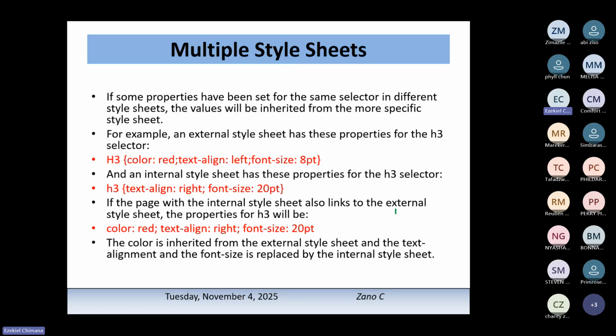Then what about if you've got multiple style sheets, like the external, the internal, and the inline CSS? What happens there, in what order? If some properties have been set for the same selector in different style sheets, the values will be inherited from the more specific style sheet. So we inherit from the external, and after the external, we apply the internal. After applying the internal, we apply the inline style. At the end, that element has the styles of the inline style sheet. So we just inherit in that order.